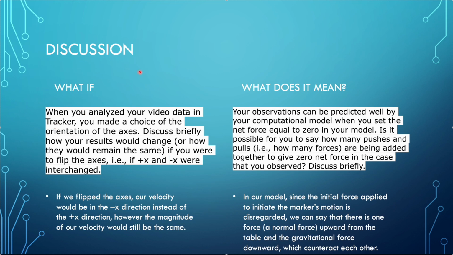For our what if: if we flipped the axes, our velocity ends up being in the negative x direction, and the magnitude of the velocity is the same, because velocity is a vector, so it has magnitude and direction. Only the direction changes. And so what does it mean? If we had net force equal to 0, that means we had an upward force and a downward force applying on the marker, which are the upward force from the table and the downward force from gravity.